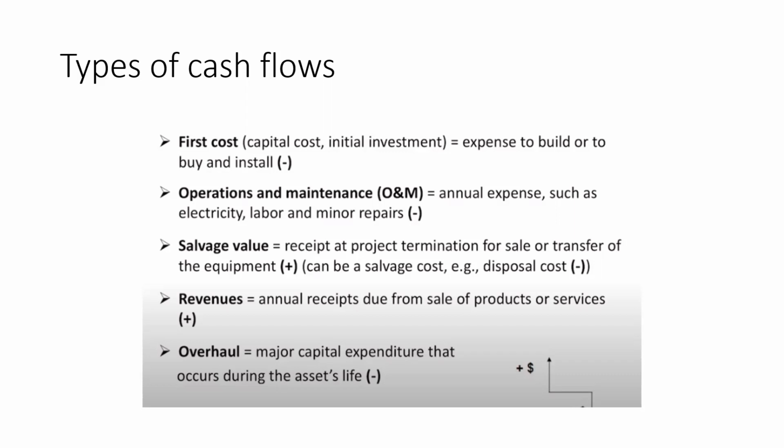So the next cash flow component we'll be looking at is revenue. For every production, you will be expecting some amount of revenue as a return. Which means I am adding to my initial money. The next one is overhaul.